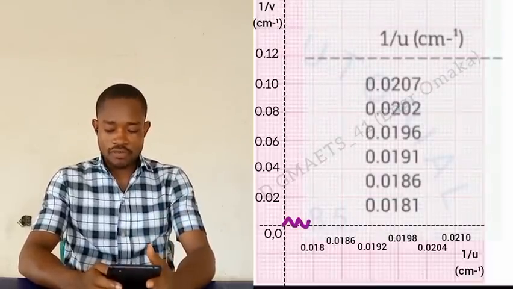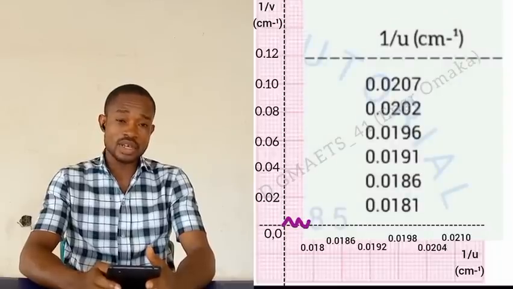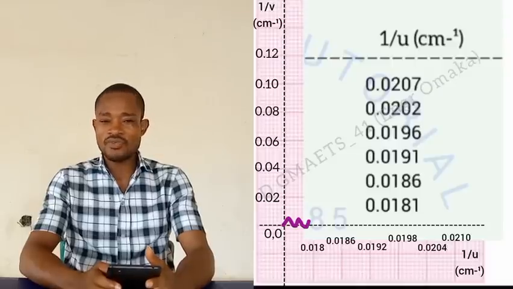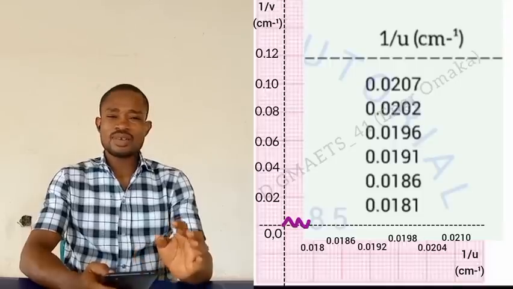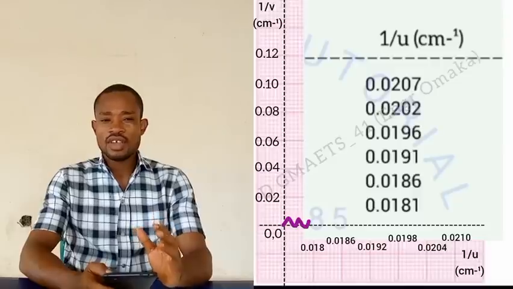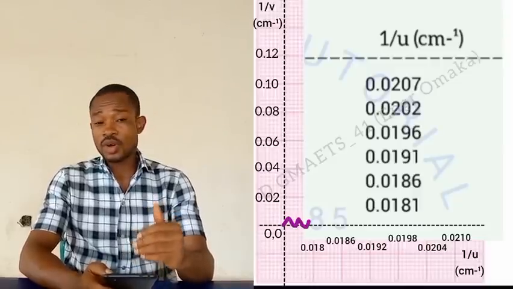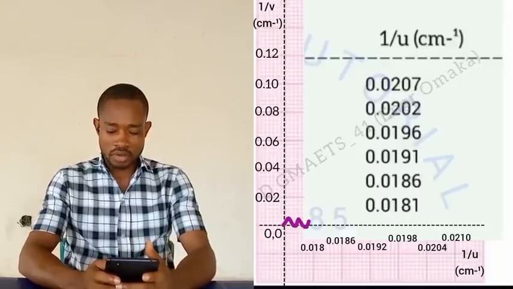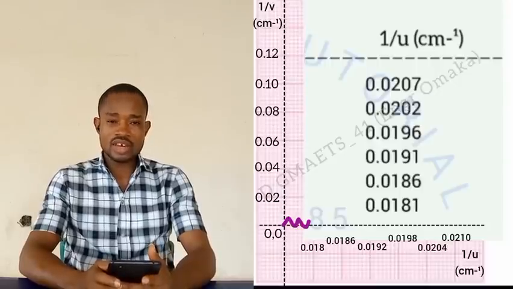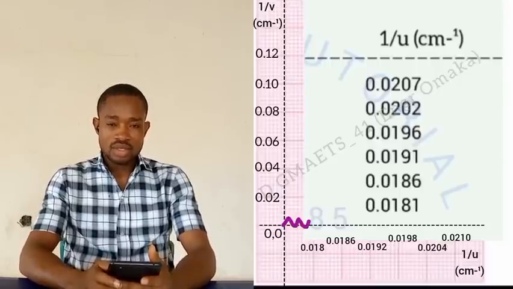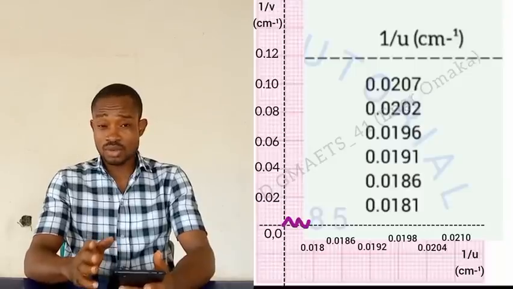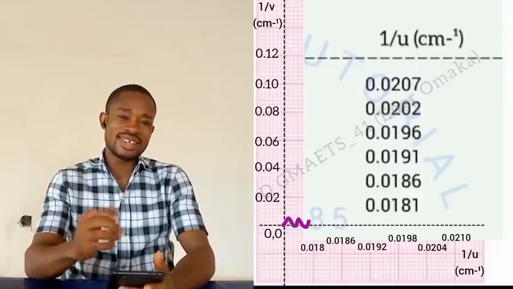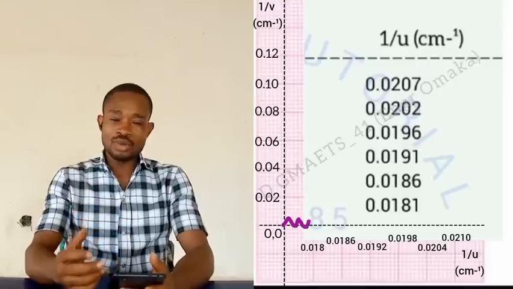You observe that in that 1 over U column, you have values like 0.0207, after that 0.0202. If you find the difference between these two values, it is 0.0005. Very small. If you move on from 0.0202, the next value you are going to see in that 1 over U column is 0.0196. Try to take a difference between 0.0202 and 0.0196. You will notice again that the values are very close.